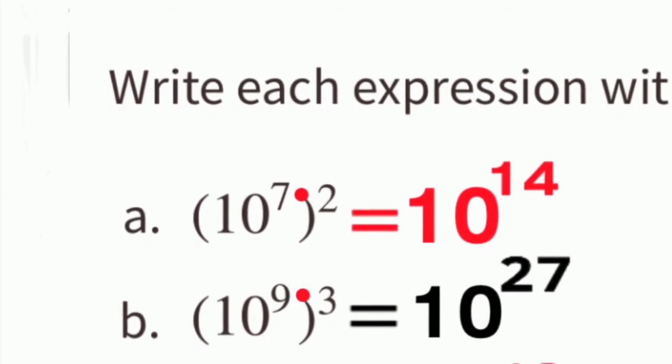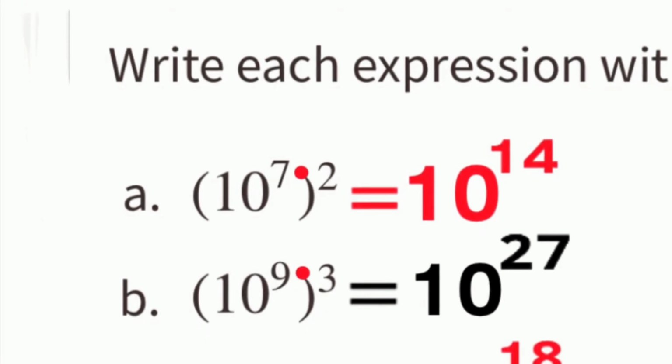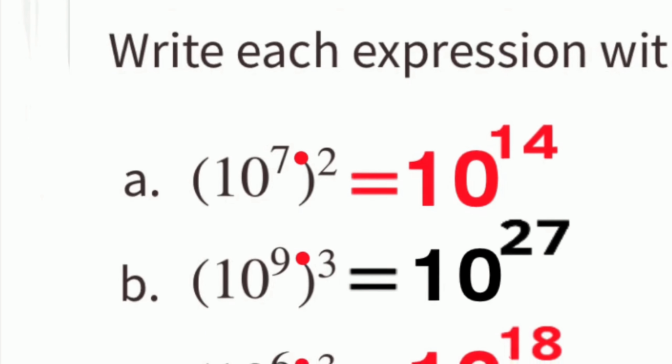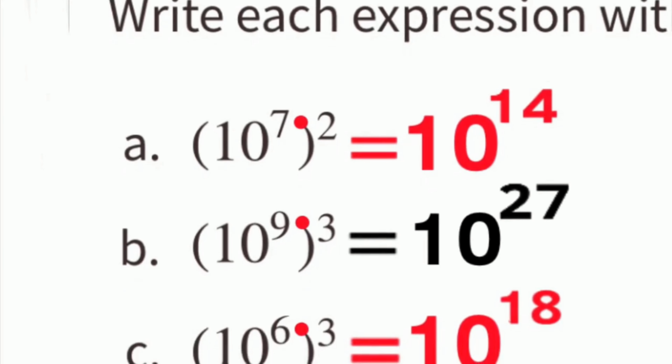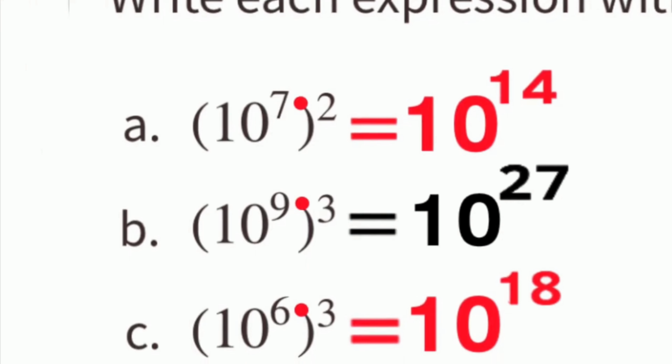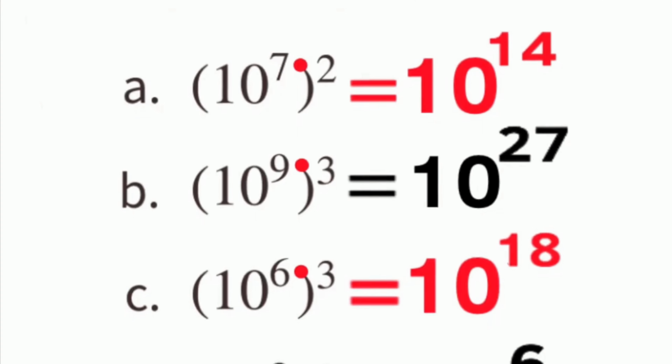So exponent 7 on the inside times exponent 2 on the outside. And the answer would be 10 to the power of 14. B, 10 to the 9th power, all to the 3rd power. Exponent 9 times exponent 3 equals exponent 27, 10 to the power of 27.